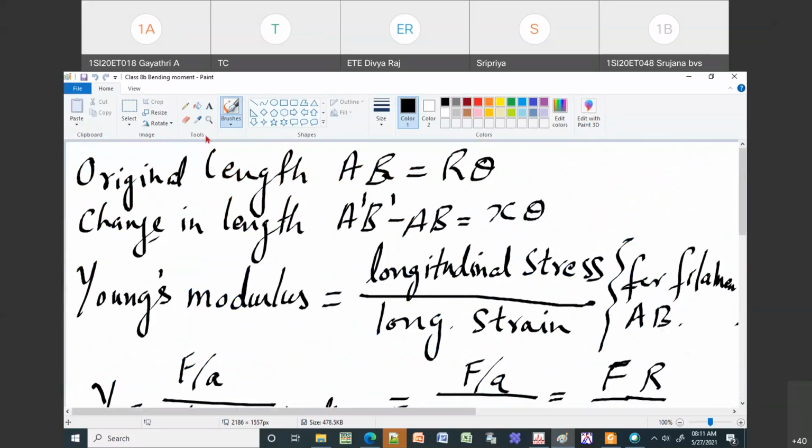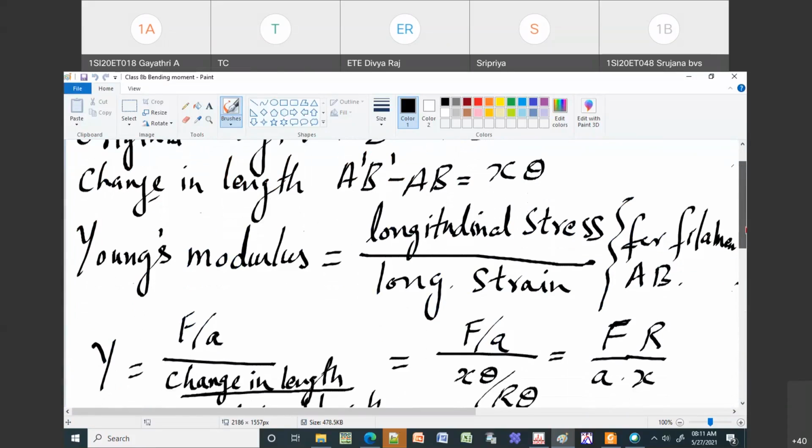In this new slide, what I wrote is the original length. Original length is AB, which is r times theta from the diagram. And then the change in the length is A dash B dash minus AB, which is x times theta. We got this from the previous mathematical formulation. Okay. Then you define your Young's modulus. Young's modulus for the filament AB. Only I am talking about AB. I am not talking about the entire beam. I am just taking only the AB filament. Okay. So in that case, what happens?